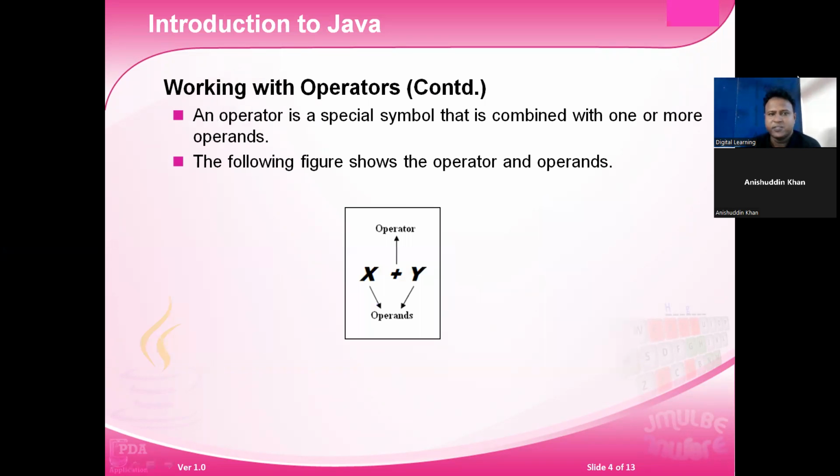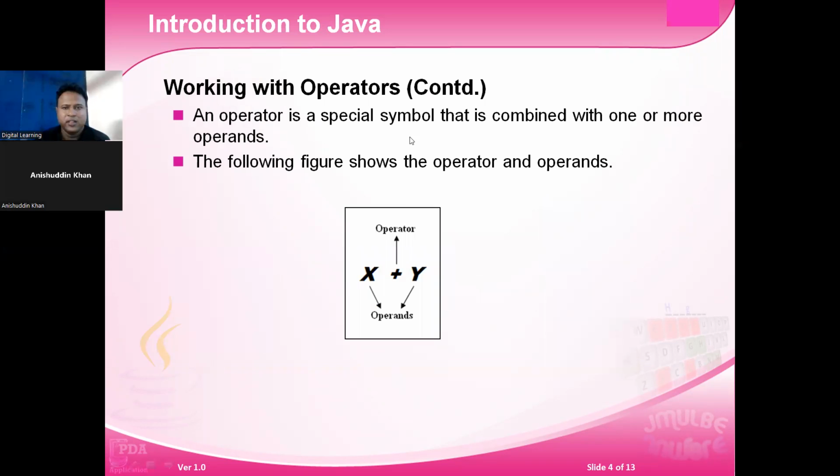An operator is a special symbol that is combined with one or more operands. It is used for combining more than one operand. X and Y are called the operands, where plus is called the operator. An operator is a special symbol that is combined with one or more operands.